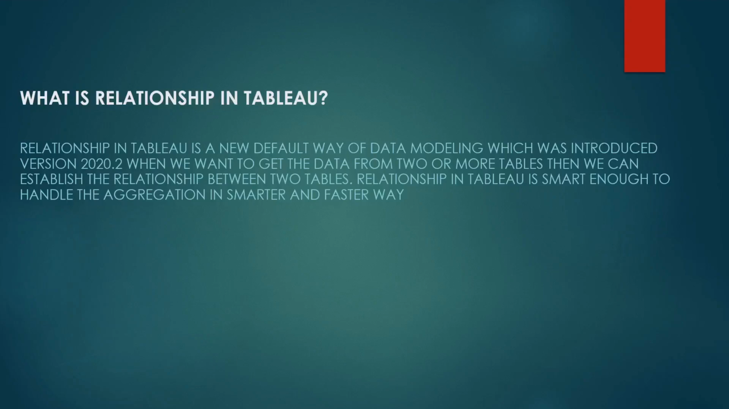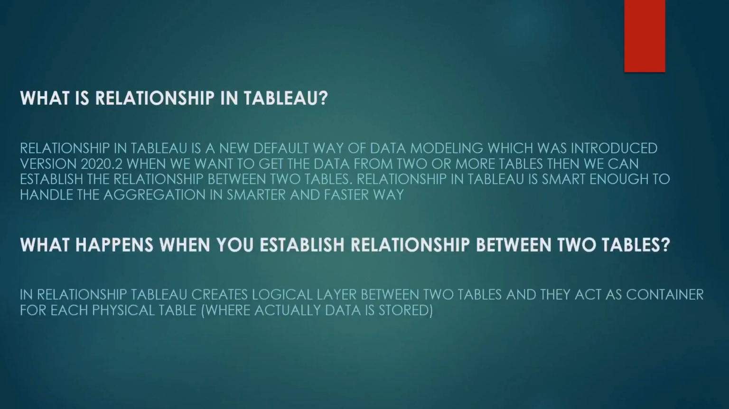So earlier what used to happen is that we used to declare a join type between the two tables. Now with this relationship, Tableau automatically determines the join type between the two tables, and it handles the aggregation, or the granularity of the data, in a smarter way, right? So that is why they introduced relationship in Tableau.